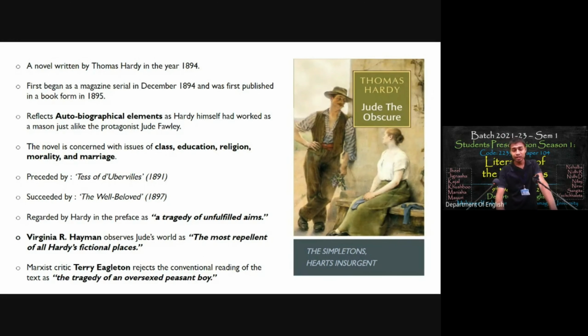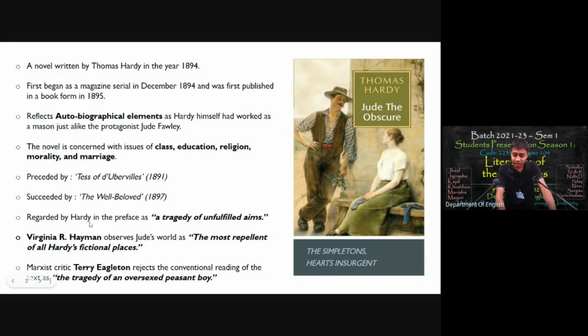And morality and marriage. What kind of marital or matrimonial notions were there in Victorian society? It is also profoundly described here. This novel was preceded by the very famous novel Tess of the d'Urbervilles in 1891, and succeeded by The Well-Beloved, which was written by Thomas Hardy in 1897, two years after the publication of this novel.